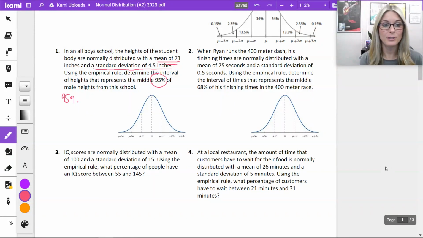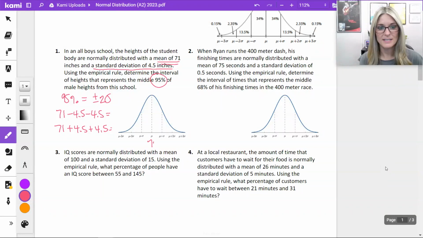So 95% means that we are above or below two standard deviations from the population mean. So if my mean was 71, let's subtract two standard deviations. They said it was 4.5. Subtracting it twice is going to give me the lower side, and then 71 plus two standard deviations is going to give me the higher side.